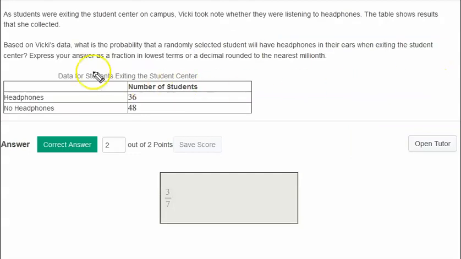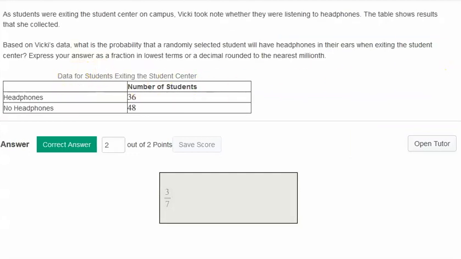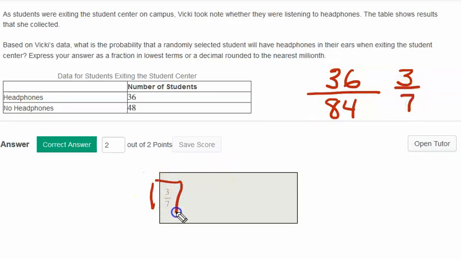Okay, as we look at this now, this will be simple probability. So what's your sample space? Well, you're going to add these up, get 84. Now, what are you looking for? Randomly, students will have headphones. Well, you had 36. Now, you can take a 12 out of each of these. I figured this already. So this will give you 3 7ths, which is your probability.